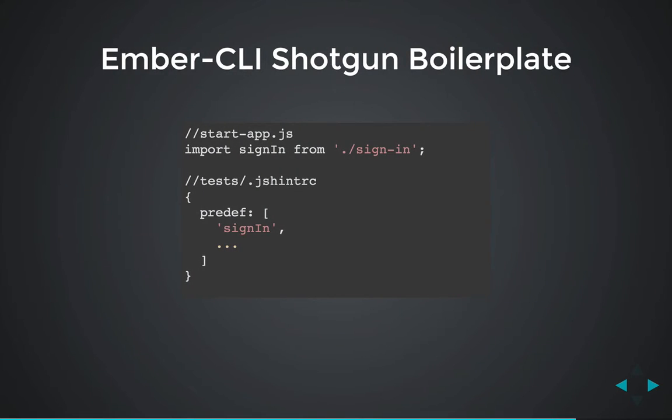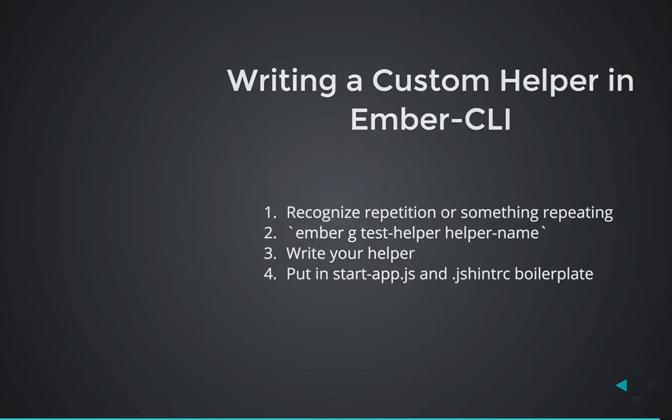There are some extra steps you have to do if you're in Ember-CLI. First, in your startapp.js, you have to import your helper function. And then in .jshintrc, in your test folder, you have to include the function name in your predef list. Otherwise, JSHint will throw an error.